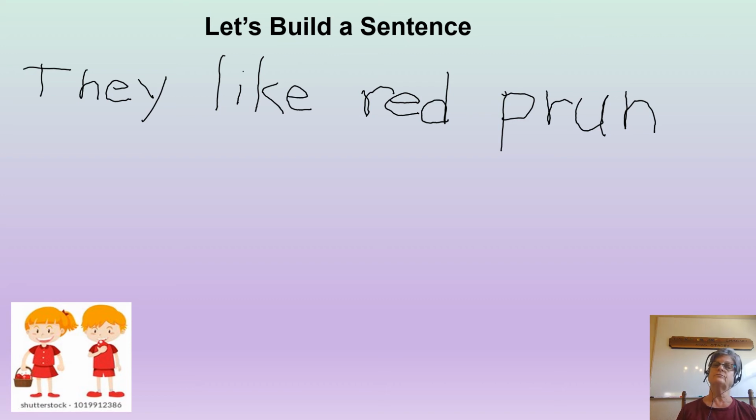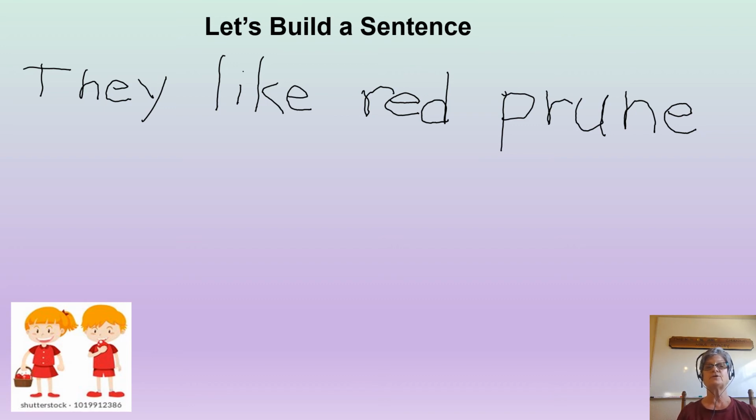And I go back and read to make sure I'm writing what I want to write. So I go back to "they like red prune." Oh, is it prunes? If it says "ooh" or "you" in the middle, that means it has a quiet E. So let's put a quiet E. P-R-U-N-E. Please write it. That's the word prune.